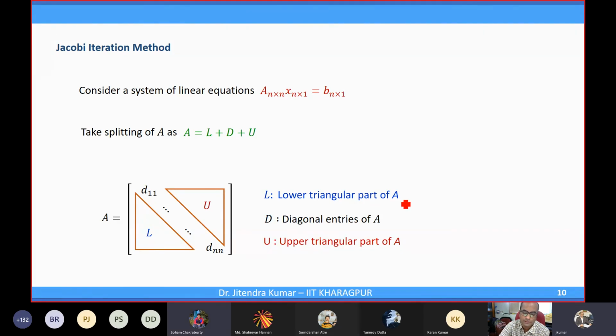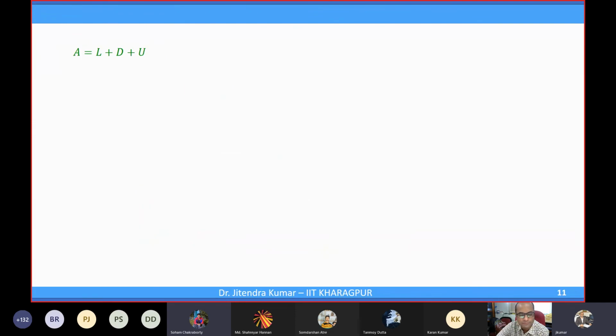Sir, there we took two splittings, P and minus N. Yes, that is fine, whether two or three is not important. What is important is the splitting. So A is L plus D plus U.